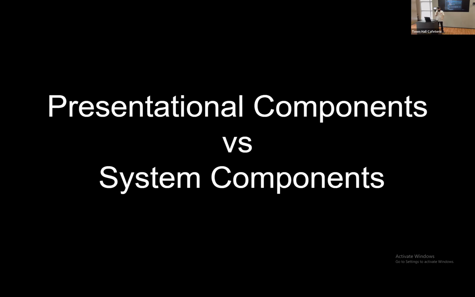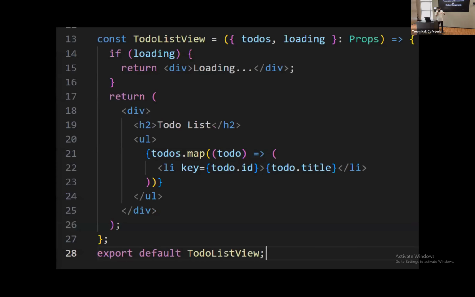components. You have to make a differentiation between presentational components and system components. So what is the difference between them? A presentational component is just a pure UI component. Whatever props are passed to it, it will just display what it has. So it's a pure component. You do not import any logic, no context, no library, nothing.